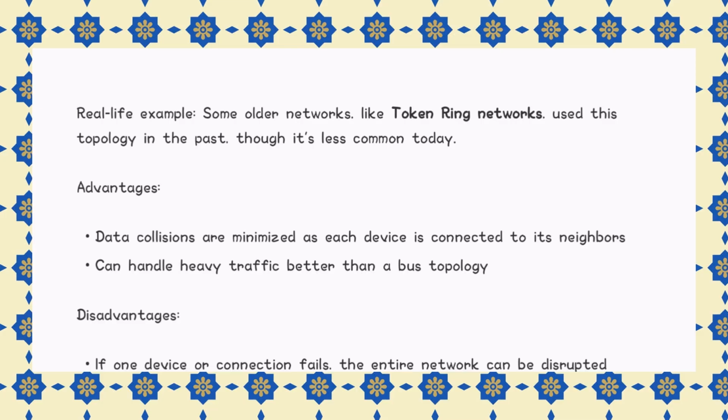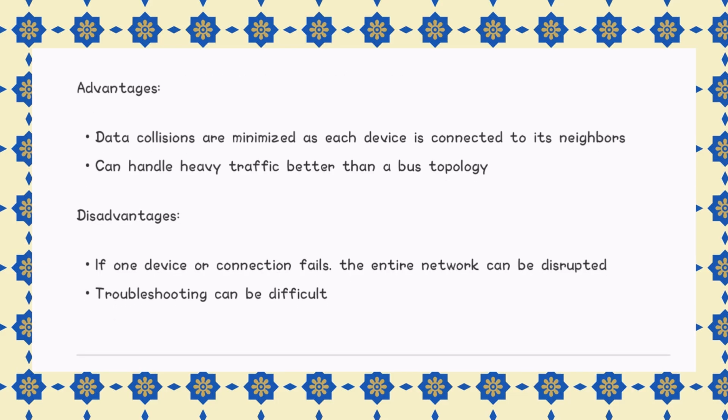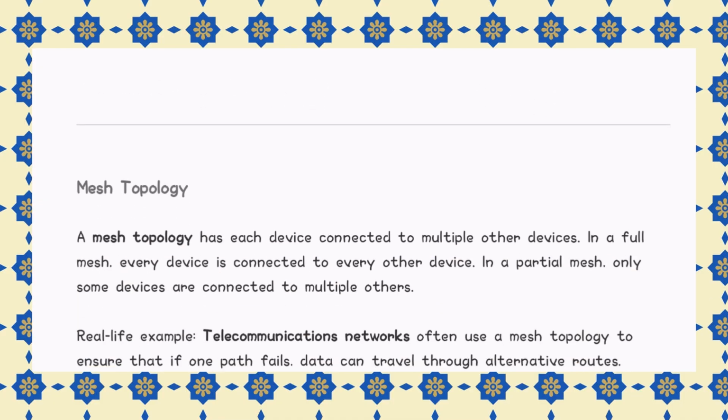Advantages: data collisions are minimized as each device is connected to its neighbors, and it can handle heavy traffic better than a bus topology. Disadvantages: if one device or connection fails, the entire network can be disrupted. Troubleshooting can be difficult. Mesh topology.